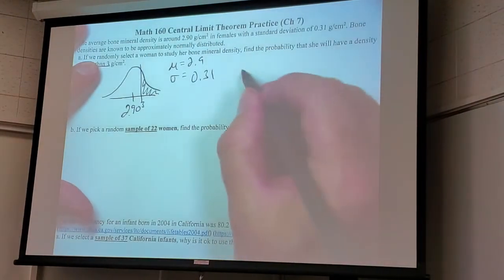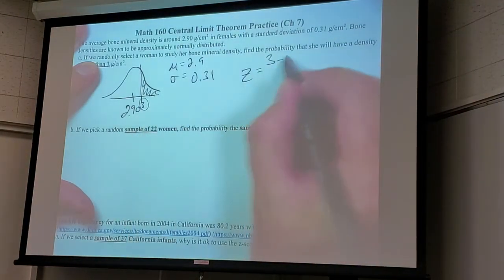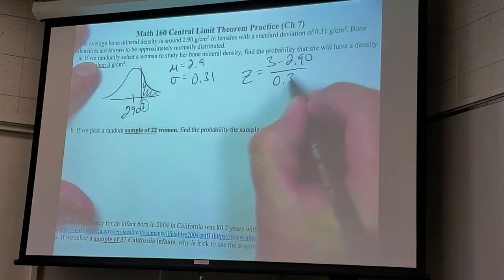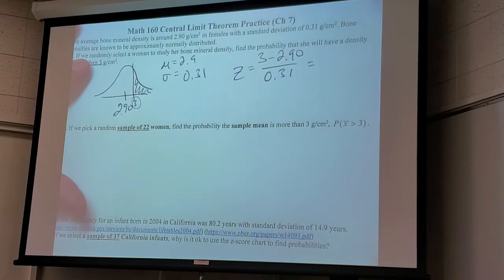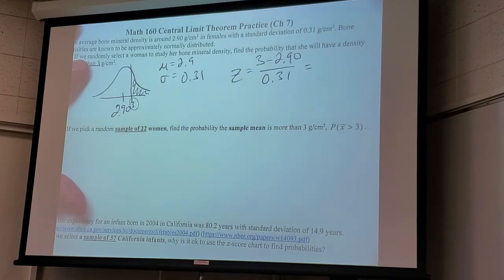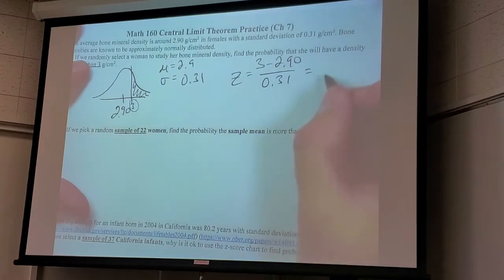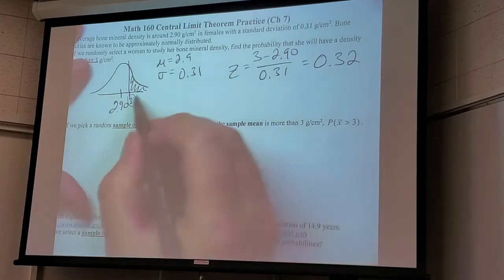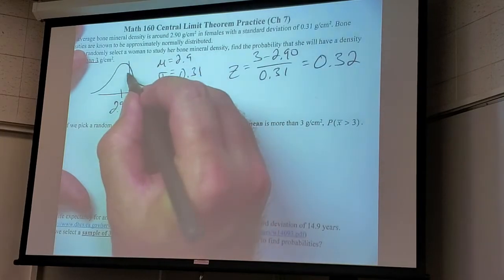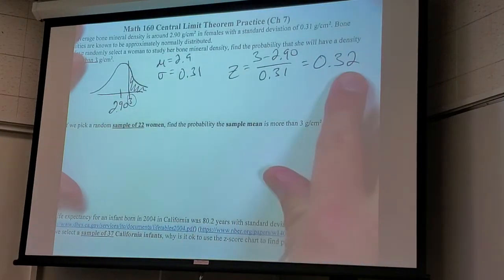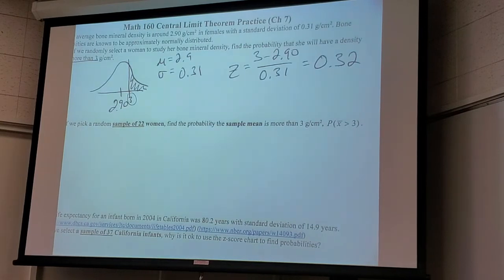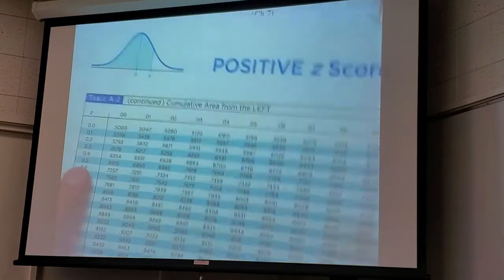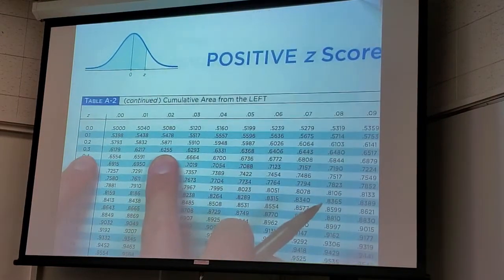So let's see if we can catch up to you guys. So make a z-score out of 3. What do you guys get for that? 0.32 sounds about right. All right. That makes sense. It's positive. It makes sense because it's above the mean. So if I look up 0.32, what do you guys get when you look up 0.32? 0.6255. Yeah, 0.32. 0.6255. I like it.